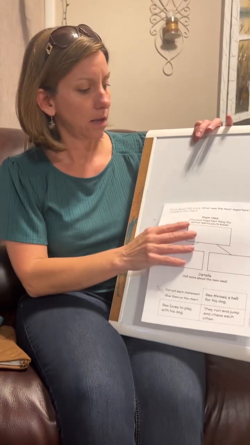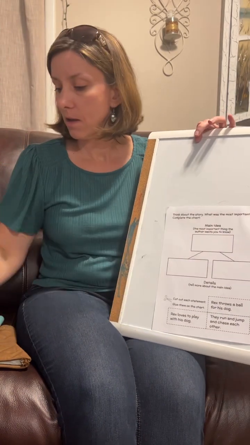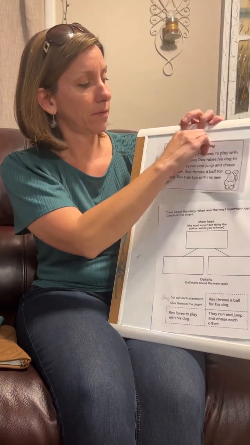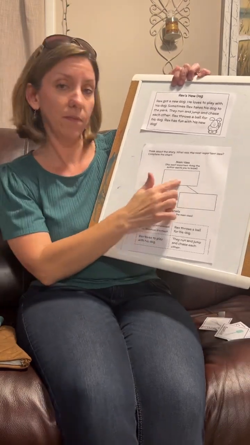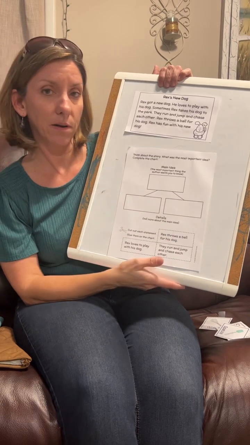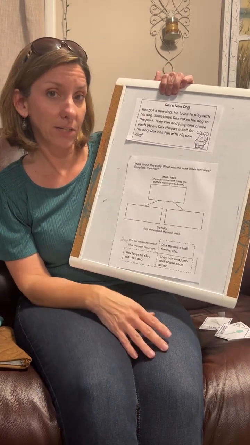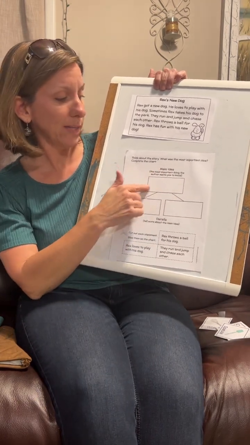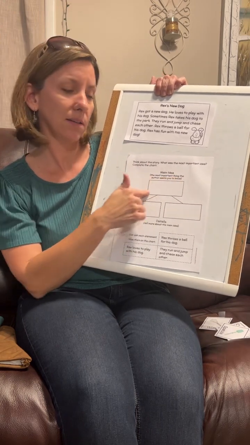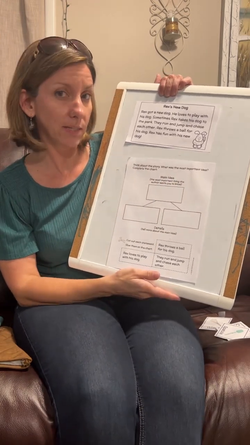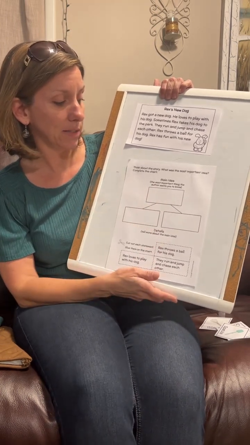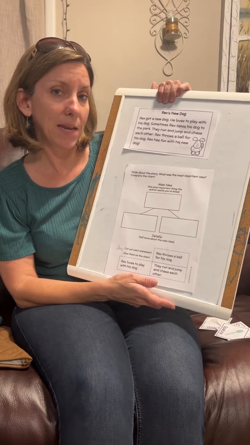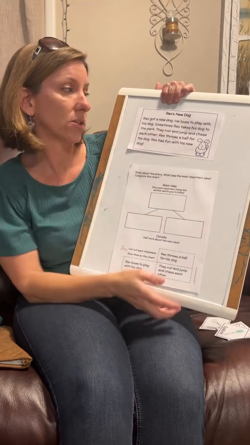So then I will introduce this worksheet here, and I would also have the Rex's New Dog story posted. And I would say, okay, so this should look familiar. We just did a chart like this with our things you use in the kitchen bag and our things you take to the pool bag. In this one, what do you think goes in this big box? The main idea, what the story is mostly about, or the details? Yes, that's right. The main idea goes in the big box. So we need to figure out what the main idea of Rex's New Dog story is.